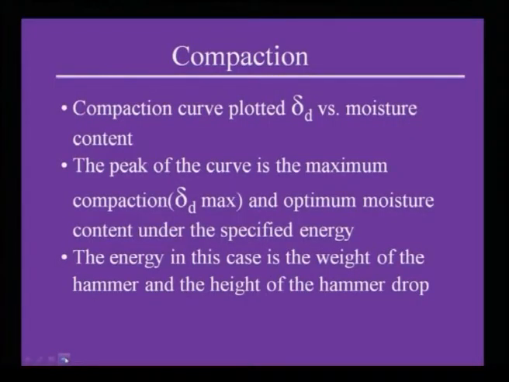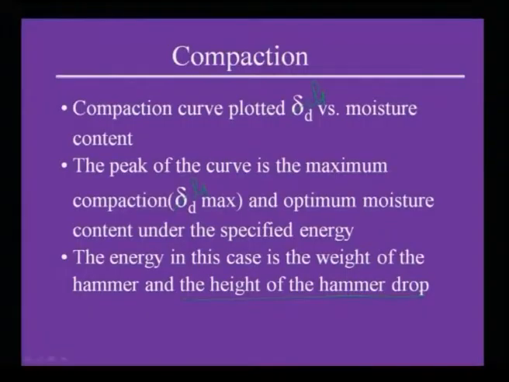The compaction curve is plotted between dry density rho d versus moisture content. The peak of the curve is the maximum compaction and optimum moisture content under the specific energy. The energy in this case is the weight of the hammer and height of hammer drop. How do you apply the energy? By means of a weight of hammer falling from a certain height. This is called height of hammer drop.